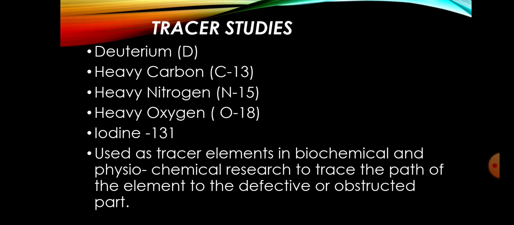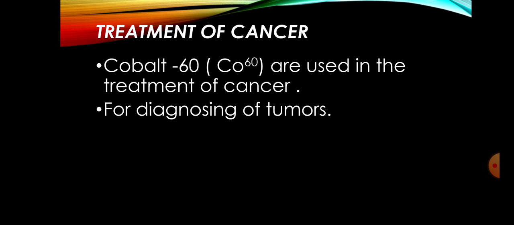Then we discuss tracer studies. Deuterium, heavy carbon, heavy nitrogen, heavy oxygen, iodine 131: these are all isotopes having the same atomic number but different mass numbers, and some are also radioactive atoms. They are used as tracer elements in biochemical and physiochemical research to trace the path of the element to the defective or obstructed part.